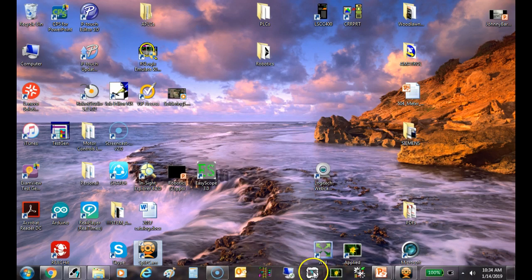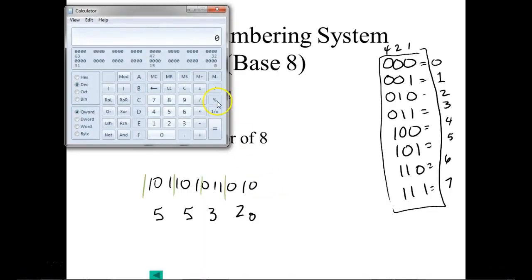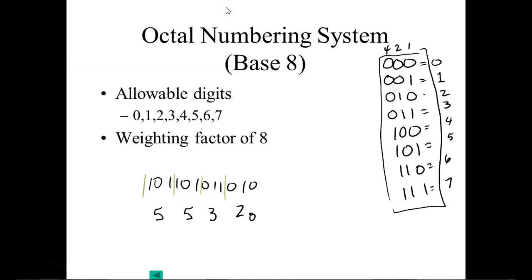Dang, I shut down my calculator. So I'm going to put it in octal, and I'm going to go 5, 5, 3, 2, and then I'm going to convert that to binary, and by George, what do you see? Same thing. Then let's take my binary number and convert it to decimal. So this is going to be what?